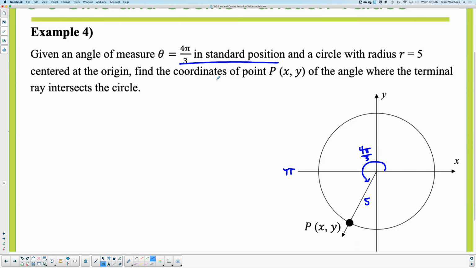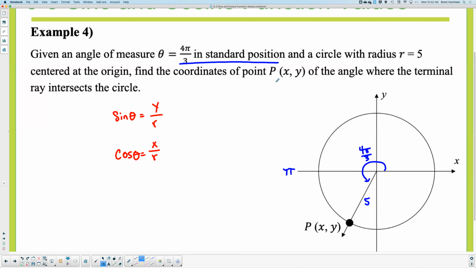And the center, it says, find the coordinates of P(x, y) of the angle where the terminal ray intersects the circle. Meaning we want to know, where is this point? That's what we're trying to find. Okay, do you remember my formula I gave you earlier? I told you that sine is what? Sine is y over r. Cosine is x over r.